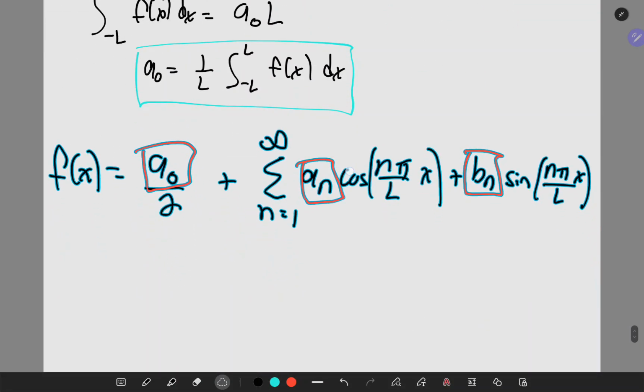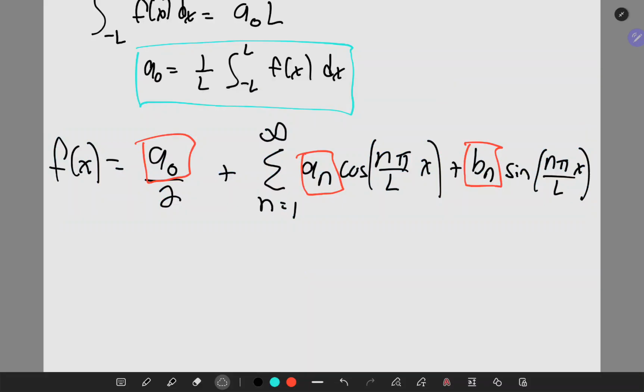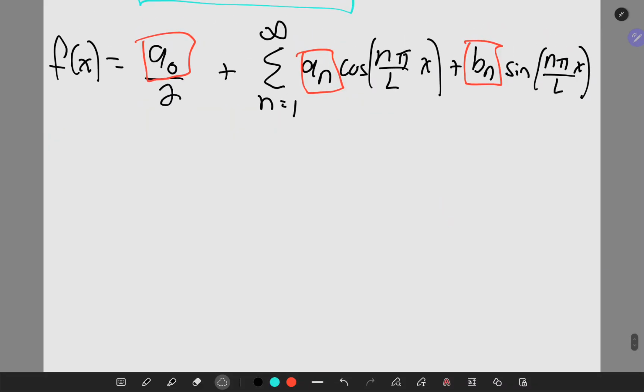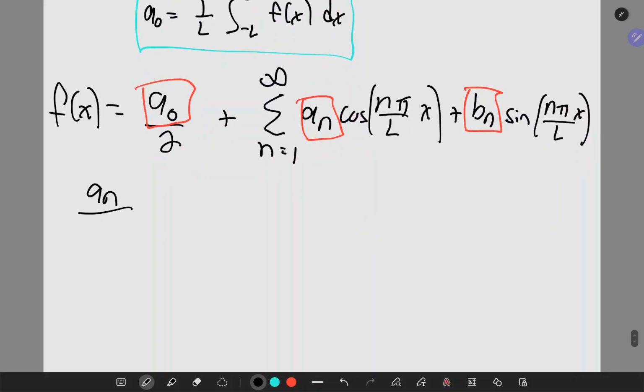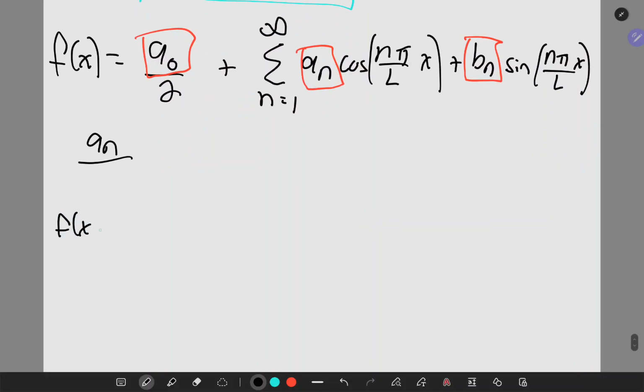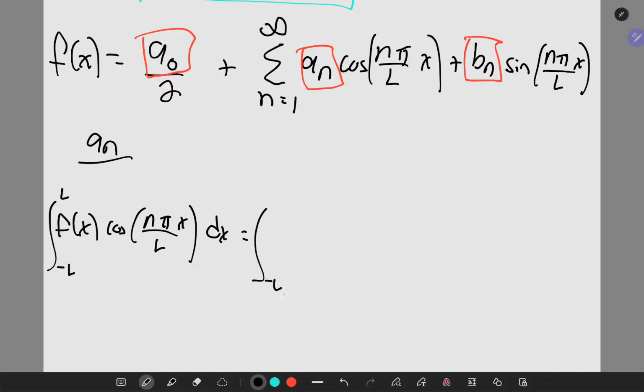And now we're going to look at a sub n. For a sub n, we're going to take cosine now and multiply it by f of x. So we're going to have f of x times cosine n pi x over L. And of course, we're going to integrate it from negative L to L. This one's going to be a little long to write out here. I don't think it's going to fit in one line.